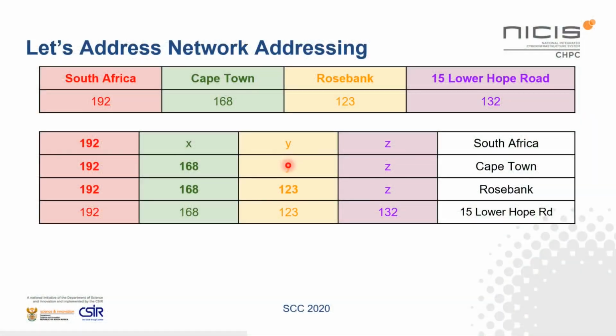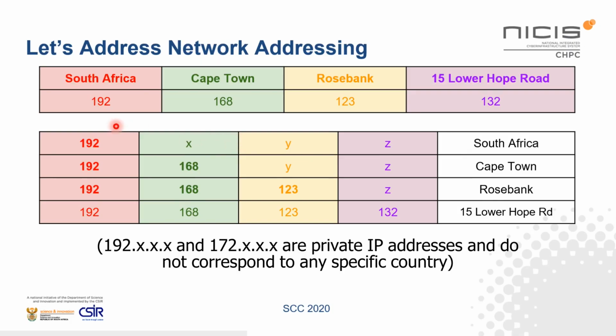Given the syntax of the IPv4 address, we can see in this illustration how the various components can help you understand some details about that address. By looking at the 192 portion, we know that it's South Africa. If we see a 192.168 address, we know that it's referring to South Africa, Cape Town.